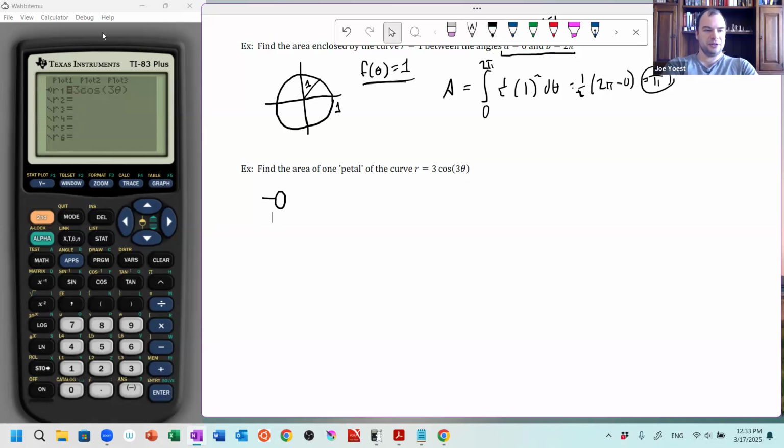So if I graph, pay close attention because it will go by kind of fast. If you're ready, I'm going to hit graph and then watch the little thing go around. Here we go. Okay, I actually see that it went around twice. It traced out the whole figure twice. So on 0 to 2 pi, it traces out the whole figure twice.